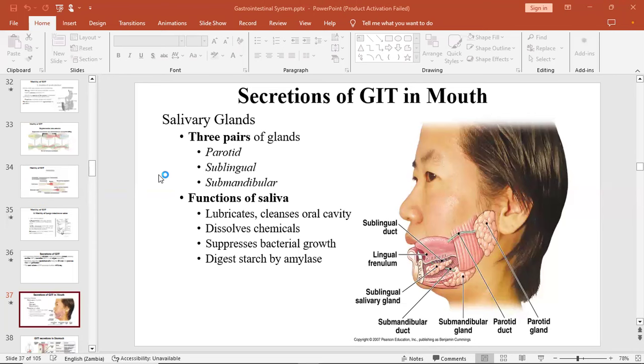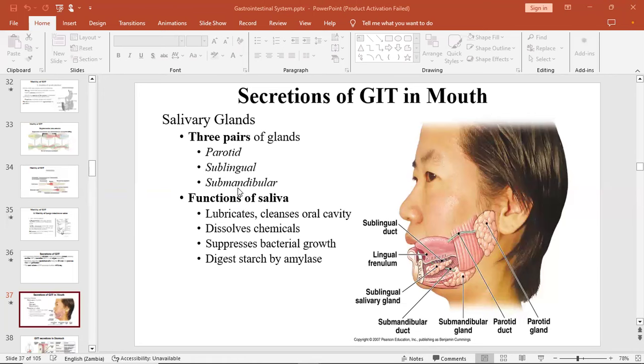Functions of saliva. We're going to realize that saliva has functions like lubrication. Lubrication helps in the fact that in order for you to swallow food, it needs to be lubricated.